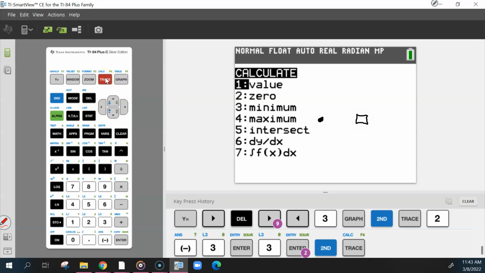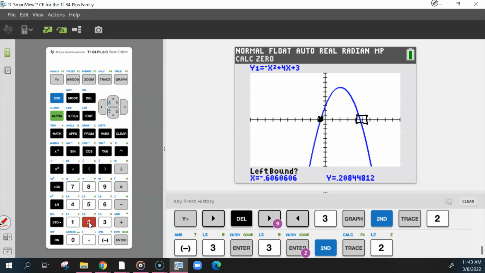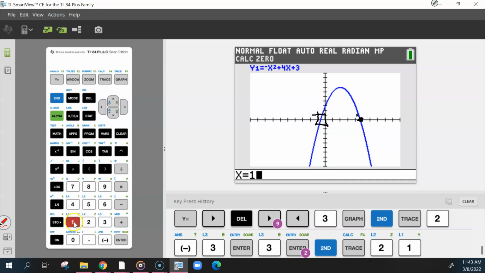Go into 0. Now we're looking for this point. So we need a number to the left of this point that doesn't go past this one. What's the number that would work? 1 would work.